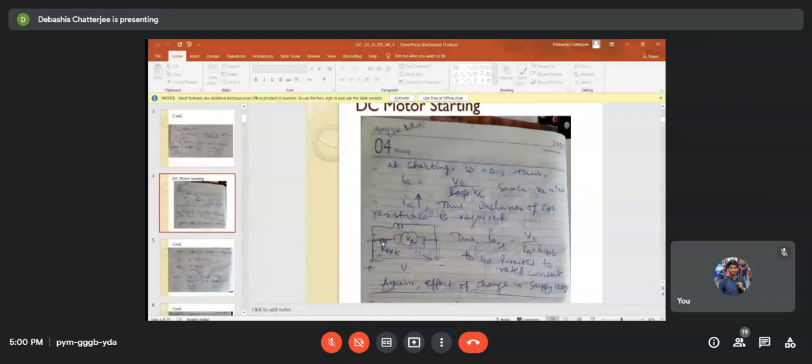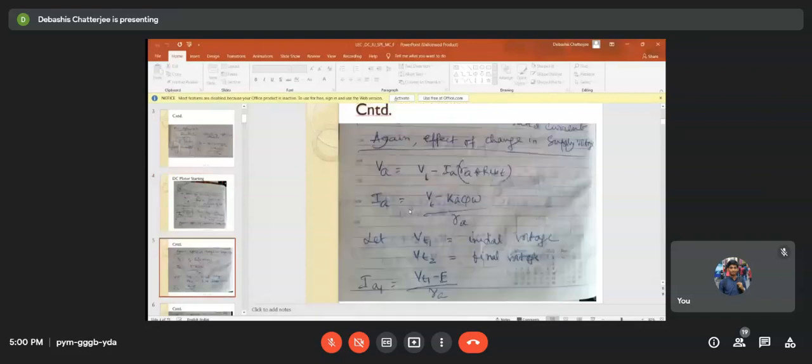Same thing I'm talking about. VA is VT minus IA into (RA plus R external). So IA is (VT minus K phi omega) by RA. Now consider the effect of a sudden change in supply. Suddenly, say R external is 0. So now your next IA is V minus K phi omega by RA. Let VT1 be the initial voltage and VT2 be the final voltage. So IA1 is VT1 minus E by RA, with the initial voltage VT1. And then IA2 is VT2 minus E by RA, right? VT2 voltage has changed.